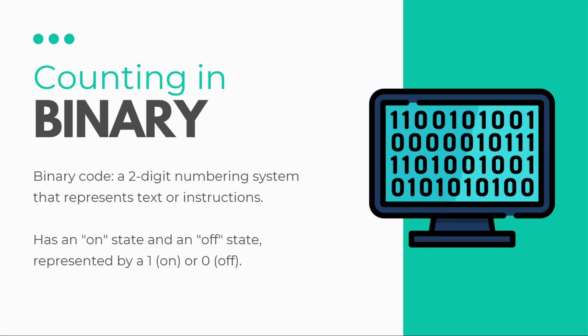Alright, so we're into the last topic of today's lesson, which is binary. Now, binary code is a 2-digit numbering system that represents text or instructions. Now, the computer has to use a 2-digit system because it can only store memory in one of two ways, on or off. On is usually represented by 1 for us, and off is 0. So I'm going to pull up a new window just so I can show you guys what counting in binary is like.